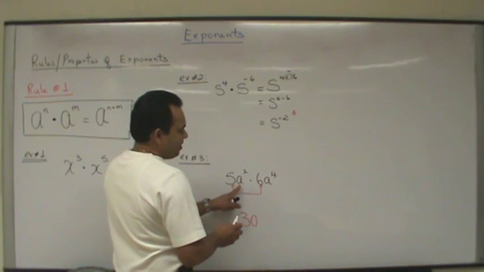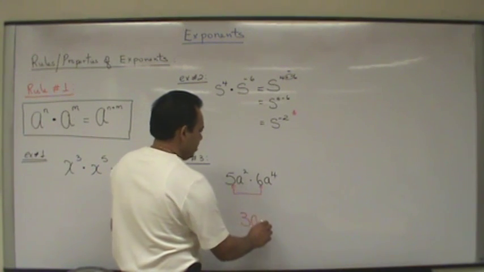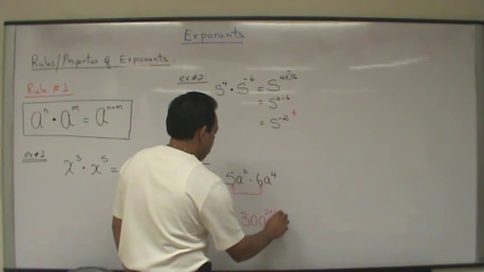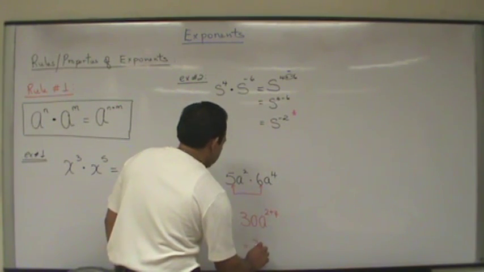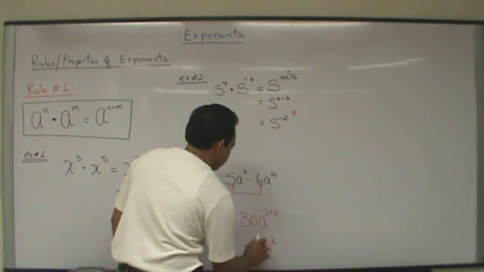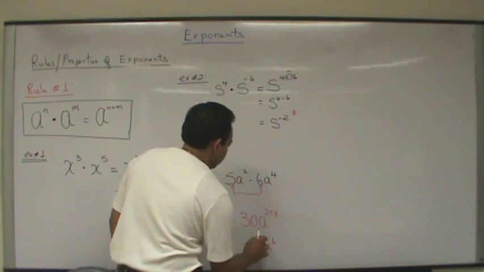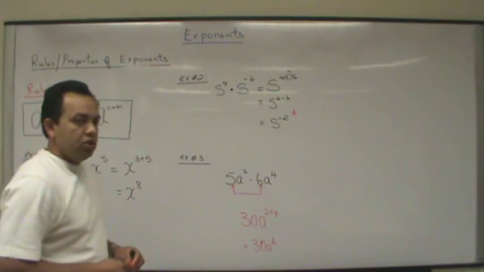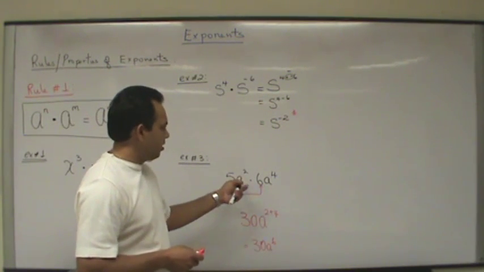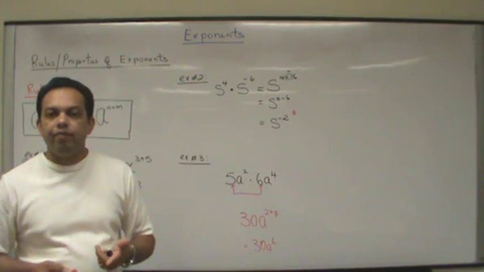Okay? The bases are the same here, a and a. So we keep the base and we add the exponents, 2 plus 4. So we end up with 30a to the 6th power. So we could have a numerical value or a coefficient with a letter.